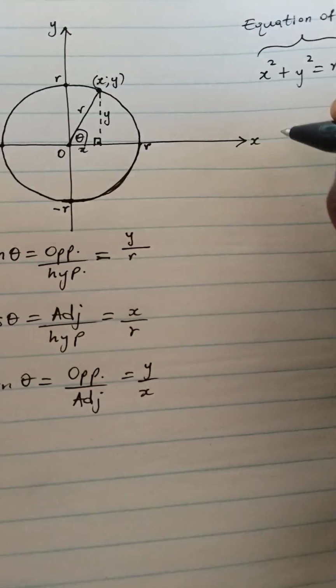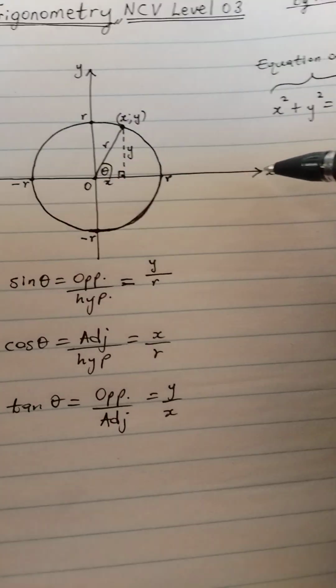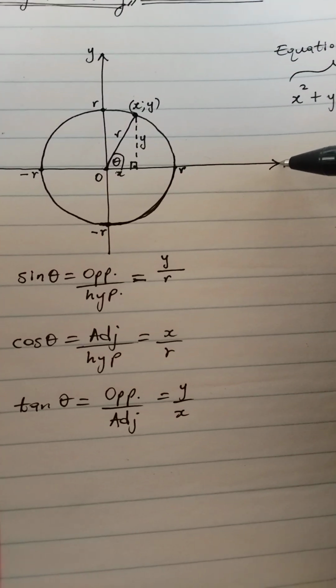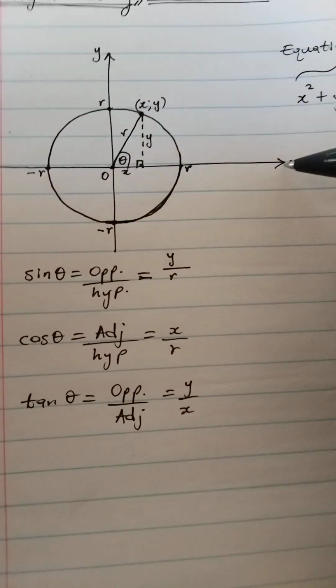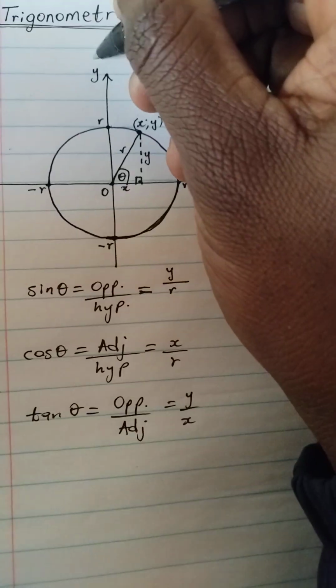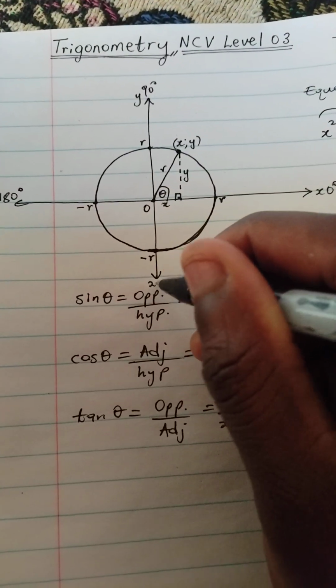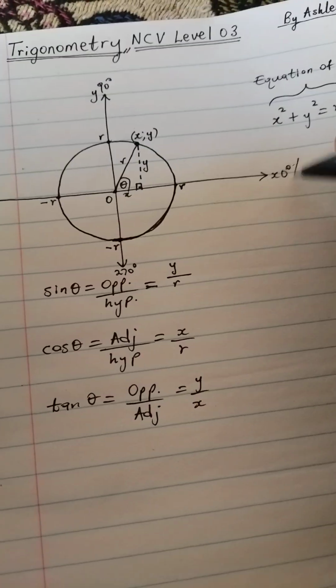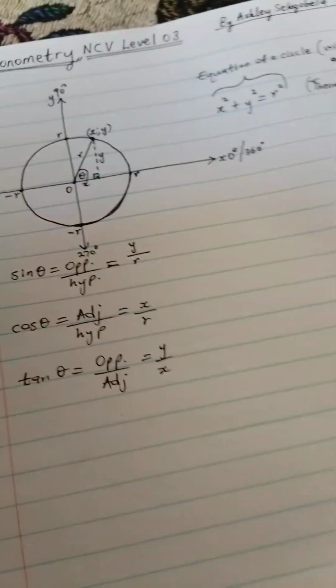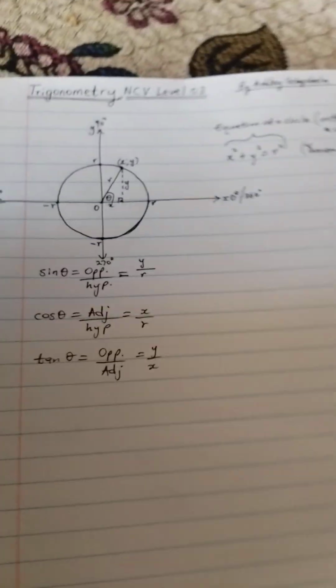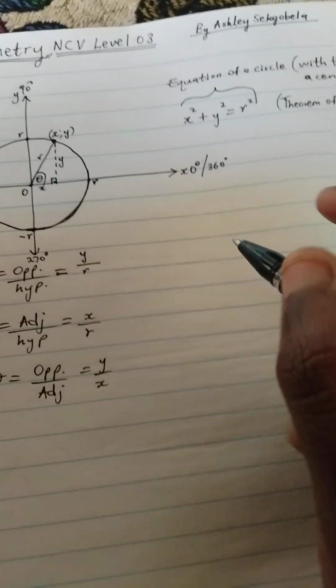Now remember, in trigonometry, when you measure your angle, you start from the positive x-axis and move anti-clockwise. Here it's 0 degrees. As you move up to here it's 90 degrees, then to the side here it's 180 degrees, then this side you reach 270, and coming back to 0 you have completed a revolution of 360 degrees. So now remember the CAST rule.